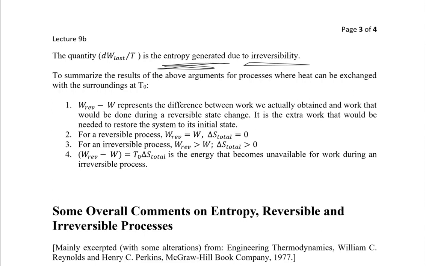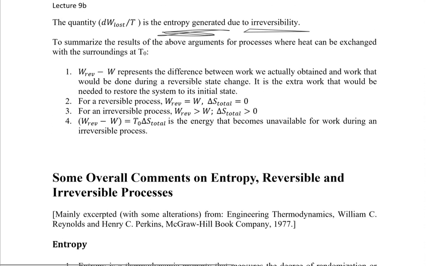Now, if there is no irreversibility, definitely there would be no lost work. But if there is irreversibility, there would be some lost work. So summarizing, work reversible minus work actual represents the difference between the work we actually obtain and the work that would be done during a reversible state change. It is the extra work that would be needed to restore the system to its initial state. If you want to restore it to its initial state, we have to supply this lost work to the system. In that case, it will be restored to the initial state.